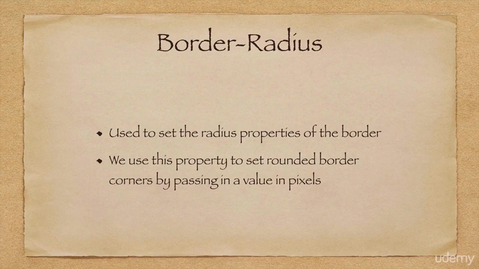Border radius is used to set the radius property of the border. So we use this property to set rounded border corners just by passing in a value in pixels. So when you see those nice rounded corners on a box, the way you set the rounded corners is by using the border radius property. And generally if you set something like say 5 pixels or 10 pixels, you get a nice rounded corner. So something to go and have a play with, as we did within the web page we created earlier.